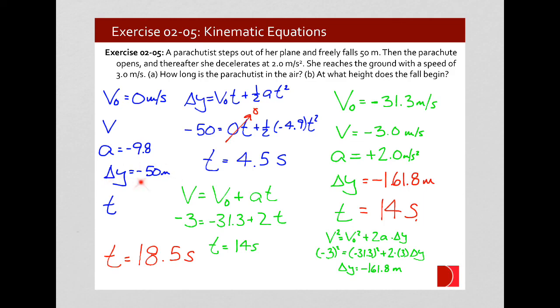She initially falls 50 meters while she's free falling. She falls another 160 meters with her parachute. So her total displacement, her total descent will be 211.8 meters, and that will be a negative amount, meaning that she ended up that far below where she began, assuming that the airplane is at zero height to begin with.